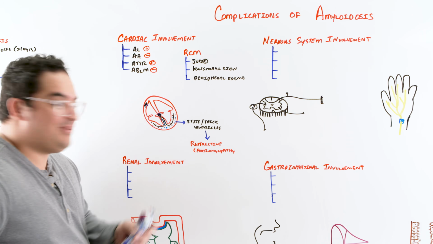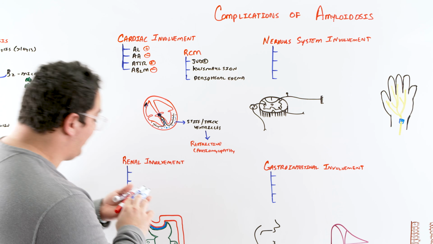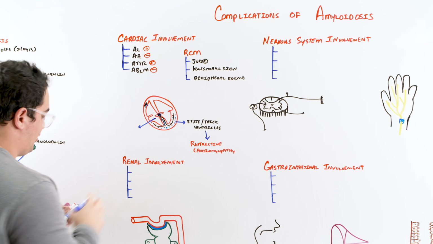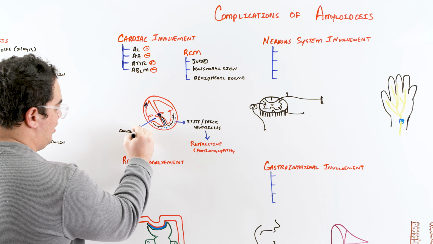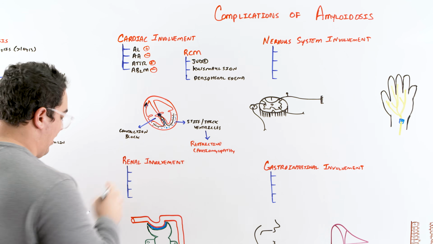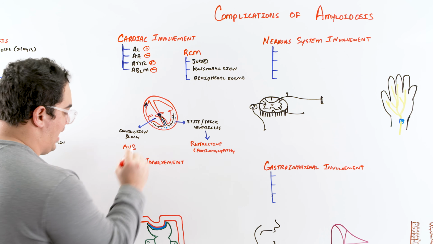What could happen there? If I deposit these things along the AV node, I could get AV blocks. So that's another thing: watch for any kind of conduction blocks. Conduction blocks are a really big one, because if I deposit along this conduction system, you can get conduction blocks. What's the most common type of conduction block? That would be an AV node block, right? So I'd be looking for an AV blockade.